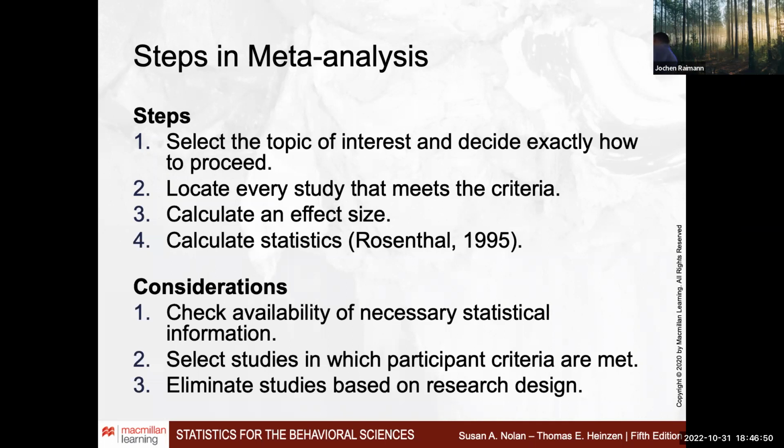Okay. Considerations: check availability of statistical information. That comes back to that point. Not every study makes it into your meta-analysis because they may not be reporting the data you actually need. You need to select studies in which the participant criteria are met. That's your PICOS criteria. And then you need to eliminate studies based on research design. Sometimes studies are not designed in a way that helps you, or they're just poorly designed generally. So you have to exclude those.